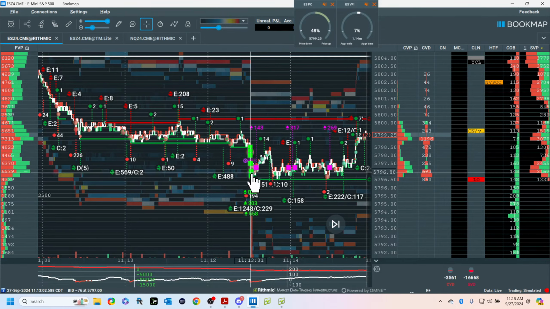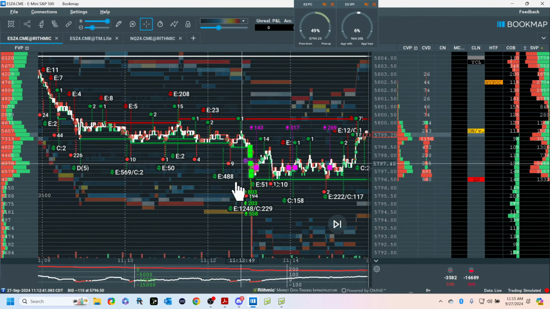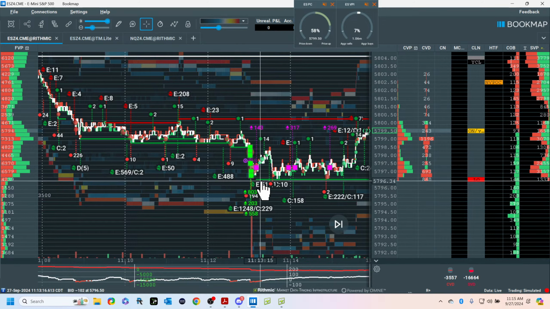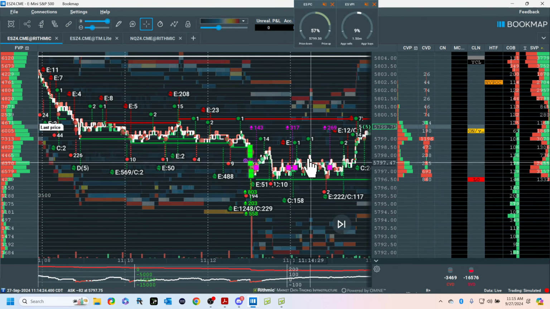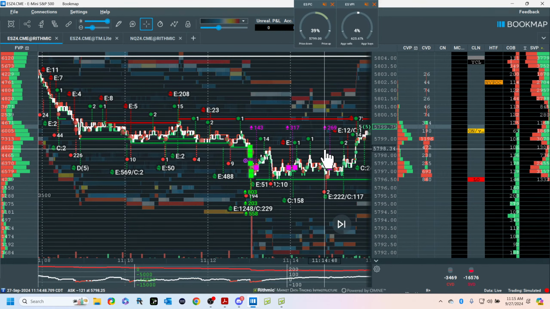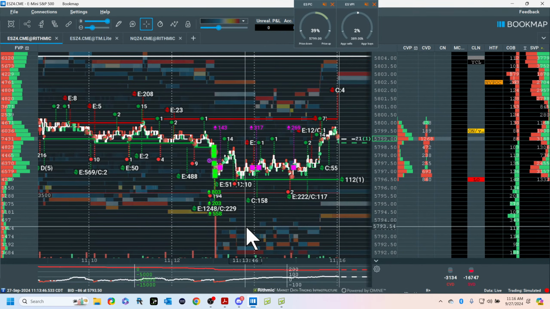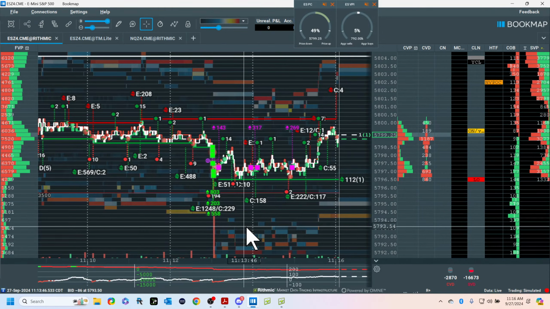Because these sellers were absorbed. That's the absorption. And if we can't get below it, or we come back above this, then the trade is over. I hope that makes sense. Can you see the rationale behind this?